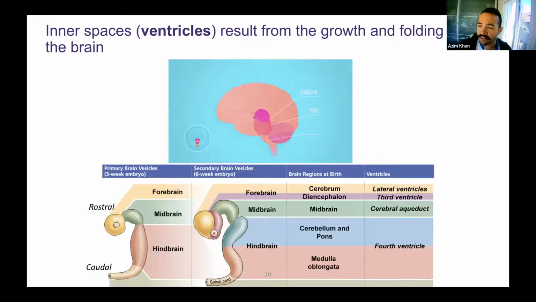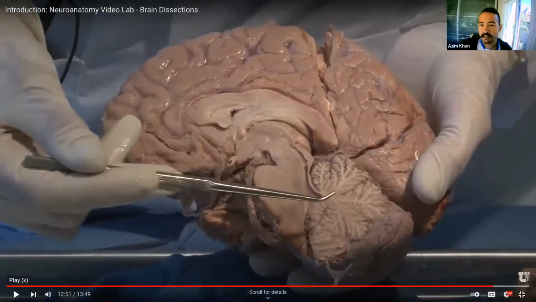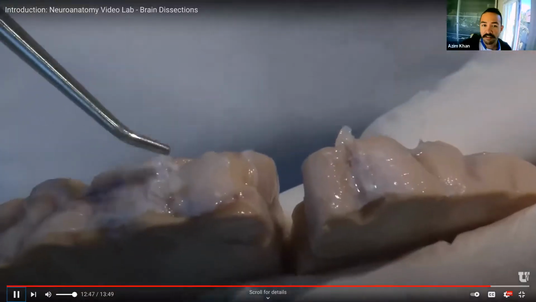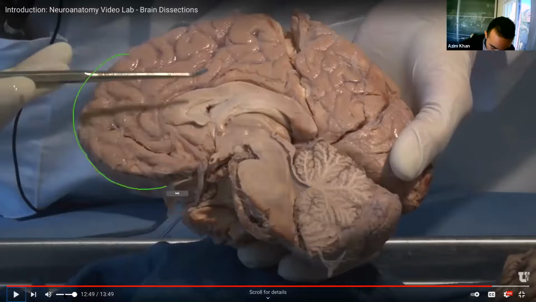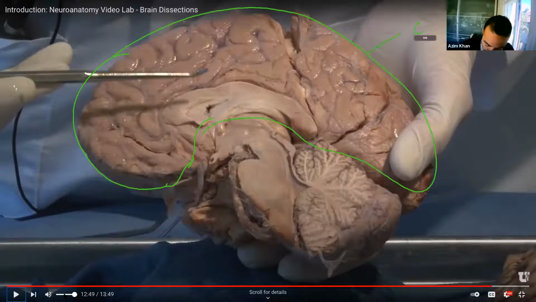I will show you a mid-sagittal view of a cadaver brain. This is from the University of Utah. Let's go backwards a little bit. There, okay. All of this is cerebrum. That's all cerebrum in this mid-sagittal cut of the brain.